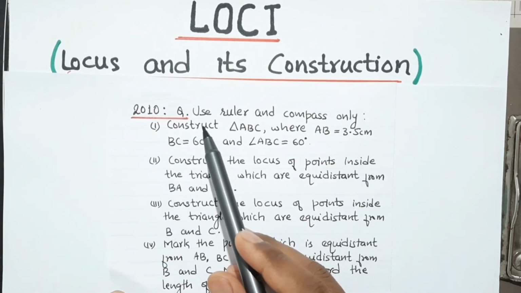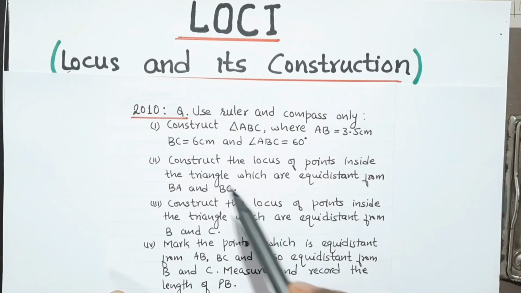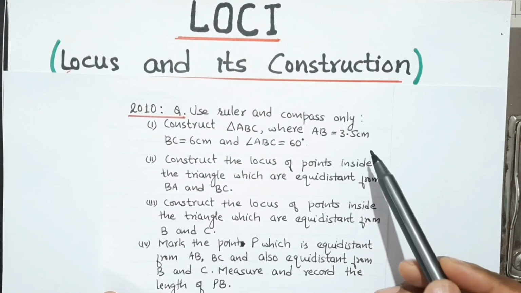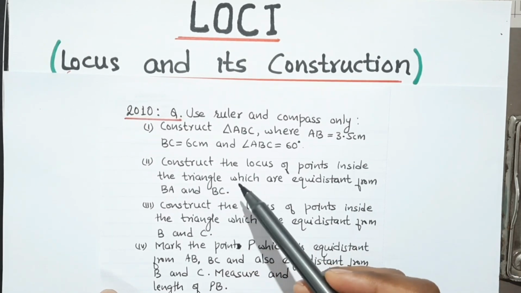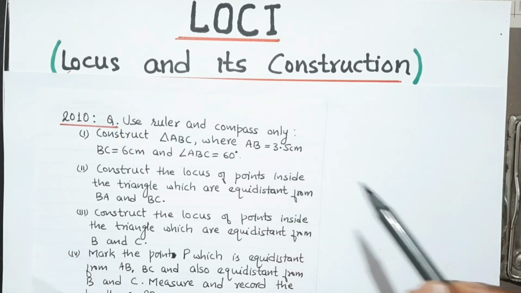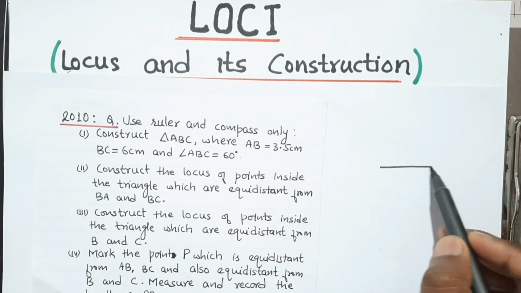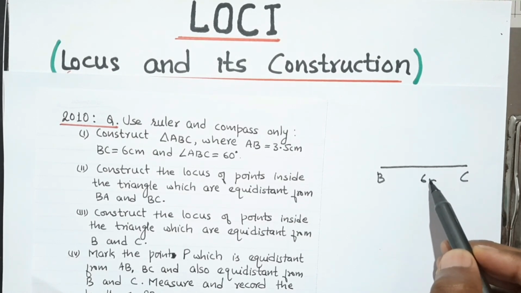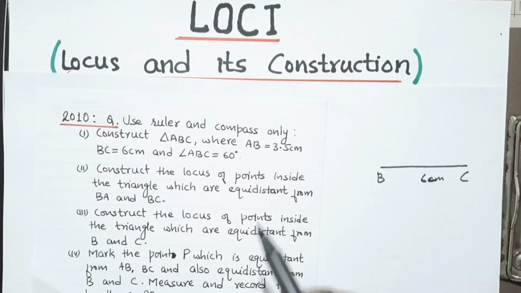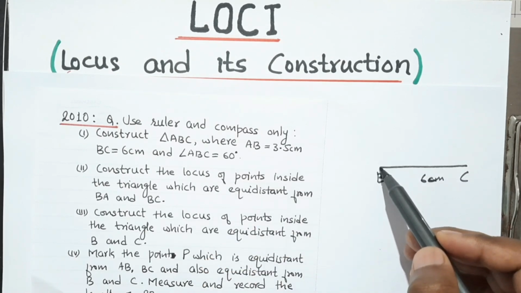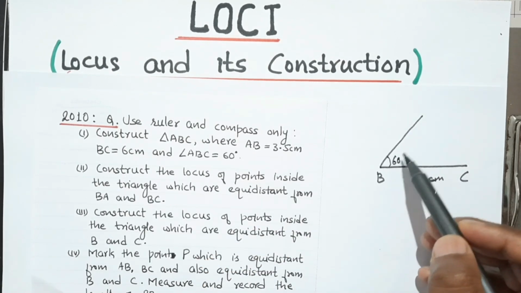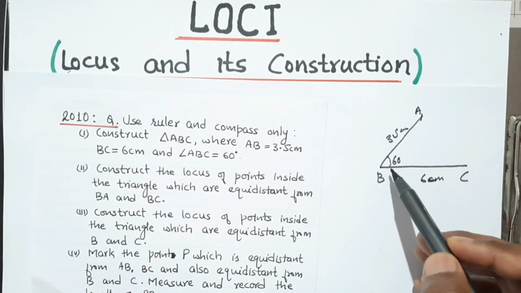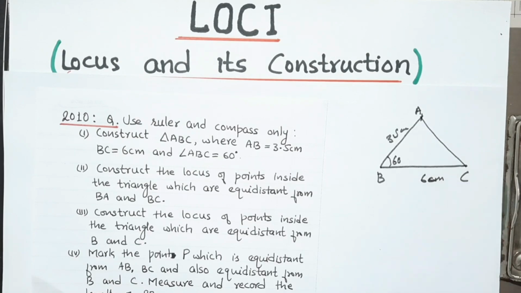The question is like this: use ruler and compass only. This is the instruction. Now first question is construct triangle ABC where AB is 3.5 centimeter, BC is 6 centimeter and angle ABC is 60 degree. That means first we are going to construct a triangle whose base BC is 6 centimeter, and angle ABC is 60 degree. So this angle is 60 degree and here this point is A, which is at 3.5 centimeter from B, and then join this, we will get our triangle.